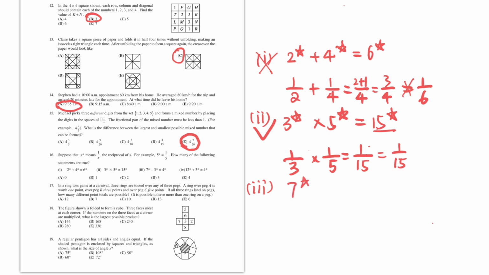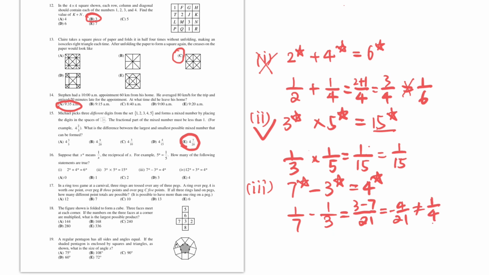Third, 7 star minus 3 star equal to 4 star. 7 star, 1 over 7, minus 1 over 3. LCD is 21, 3 minus 7, that's negative 4 over 21. Not equal to 4 star, 1 over 4. So this statement is false.